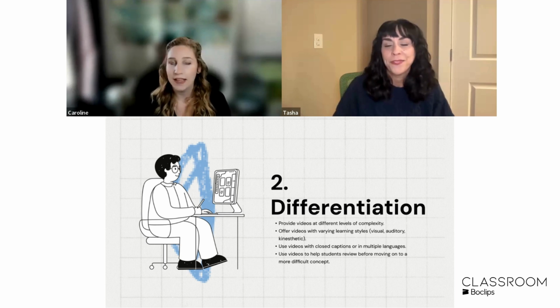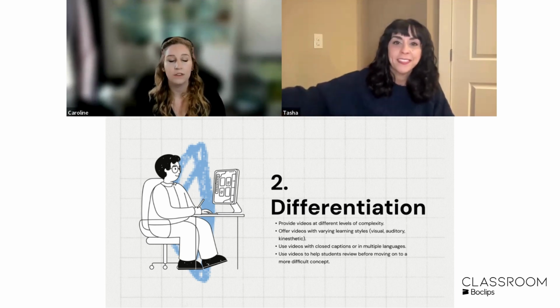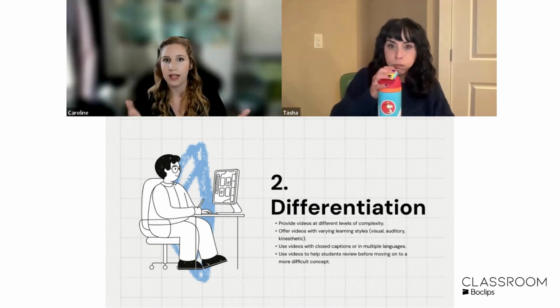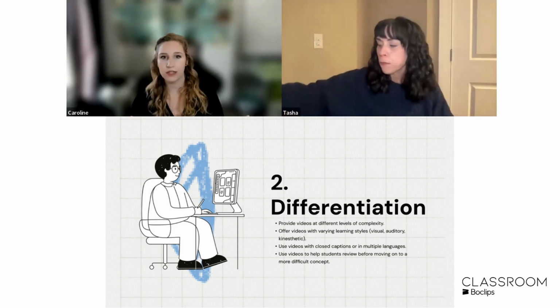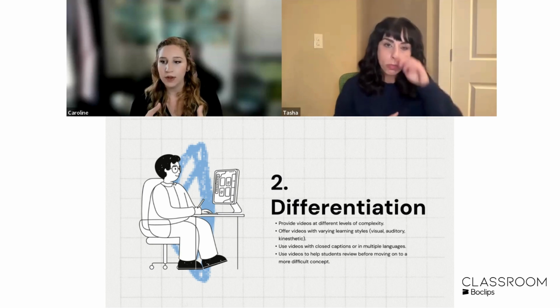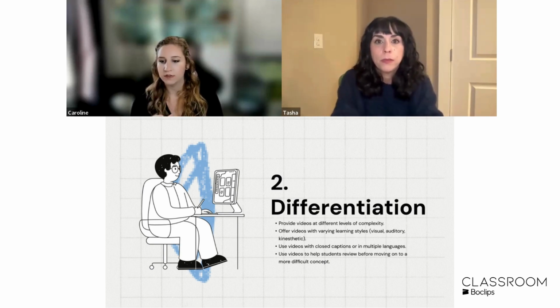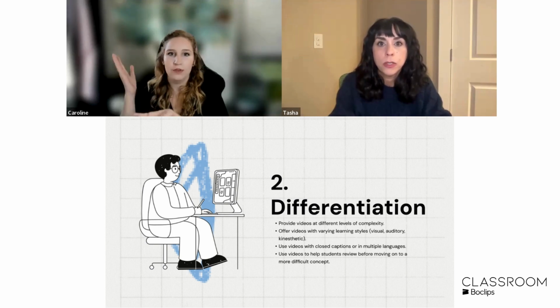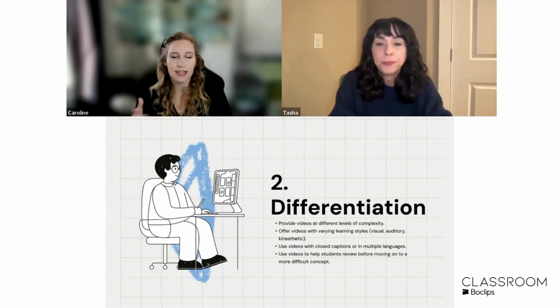So the second big thing that I used video for was differentiation. Obviously in a classroom, if you have a classroom of, let's say, 30 students, you're going to have students at all different levels. And the nice thing is that video can not only help support students at different learning levels, it can also support students with different learning styles, visual, auditory, kinesthetic. There's literally, like Boclips, you see, there's a video for everything, which is amazing.